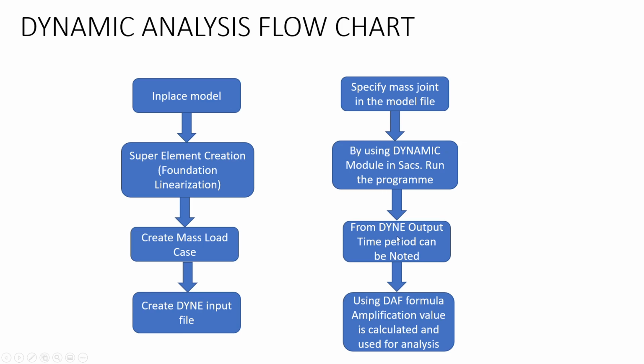Once the program is run, we can find the natural time period from the dyne list file. Basically the time period, the mode shape, and the mass participation, everything can be read in the dyne list file. Once we know the time period, we can calculate the DAF by using the DAF formula. So this is the dynamic analysis flow chart. Let me explain the step by step procedure to calculate the DAF.